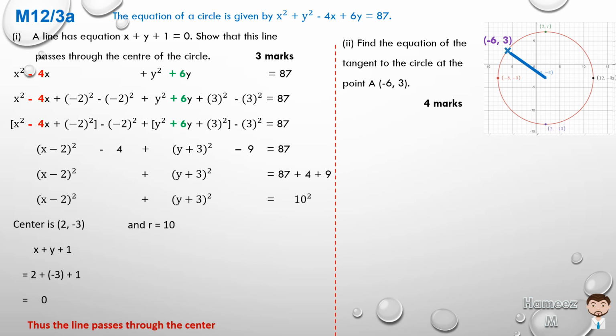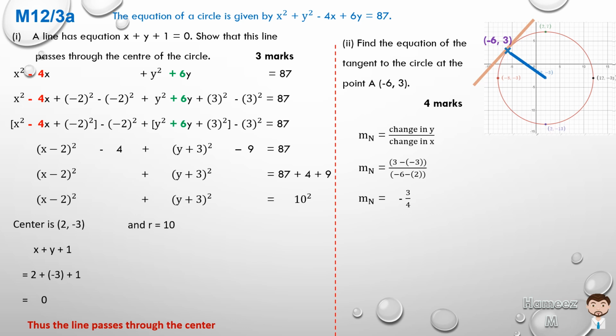And if we want to find the equation of the tangent, that will be the brown line, which means it's perpendicular to the normal. We can find the gradient of the normal, which is change in y over change in x. And we know it as (y2 - y1) over (x2 - x1). So the change in y would be 3 - (-3), because we're moving from A, that point on the circumference, to the center, over -6 - 2. And 3 - (-3) is 6, over -6 - 2 is -8, so 6 over -8, or -3/4.